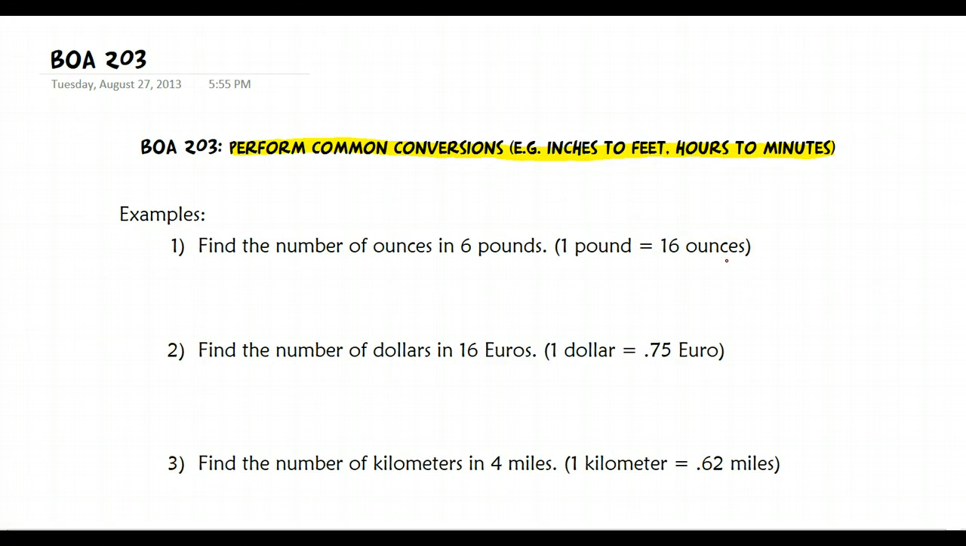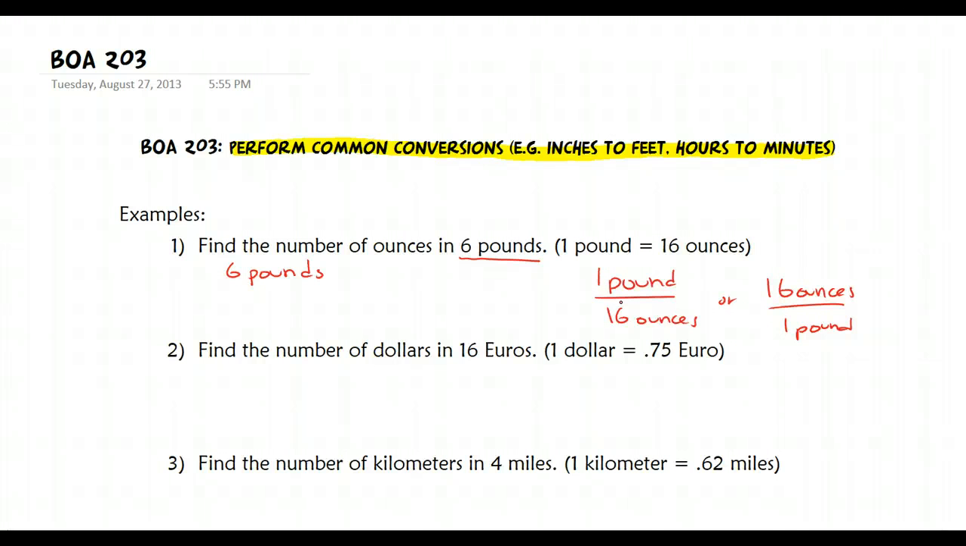So what I'm going to do always when I'm asked to convert something is start with the given amount. I have 6 pounds. I'm going to write that down first. Now, to the right here, I can rewrite this as 1 pound over 16 ounces, or 16 ounces over 1 pound. Now I'm going to choose one of these two fractions to use for my conversion. My goal is to get our pounds to cancel out with something underneath the denominator.